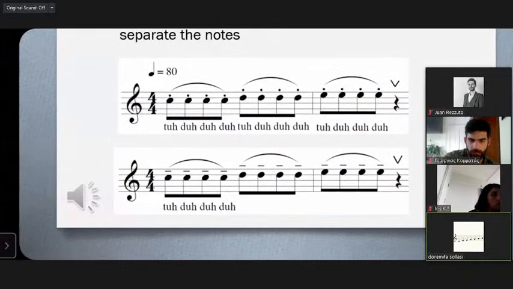So in the first one, we have ta ra ra ram, ta ra ra ram. So the first one you articulate with a T sound and then like a D sound to make it softer. So you are articulating each note, but it's a soft articulation. Ta ra ra. This one is the same. It is just a very small difference.